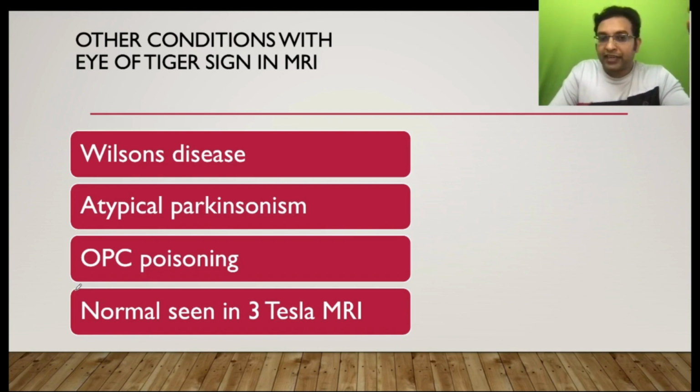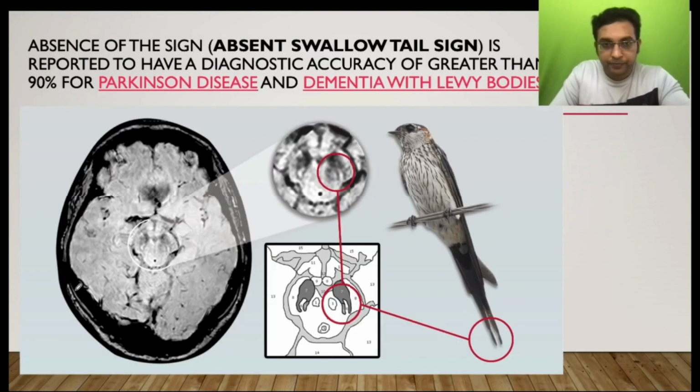And the specific findings in Wilson's disease, I am not repeating right now. Then atypical Parkinson's disease. Some atypical Parkinson's disease can have specific findings, and OPC poisoning also is notorious to have this MRI finding. And also you should know that normal MRI is taken in 1.5 Tesla. But sometimes if you take a high intensity, like 3 Tesla MRI, we can have this kind of eye of the tiger appearance in MRI even in the normal population.